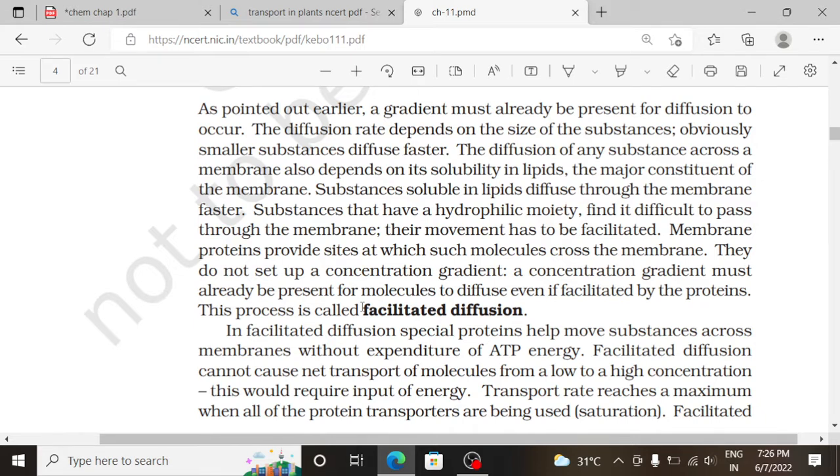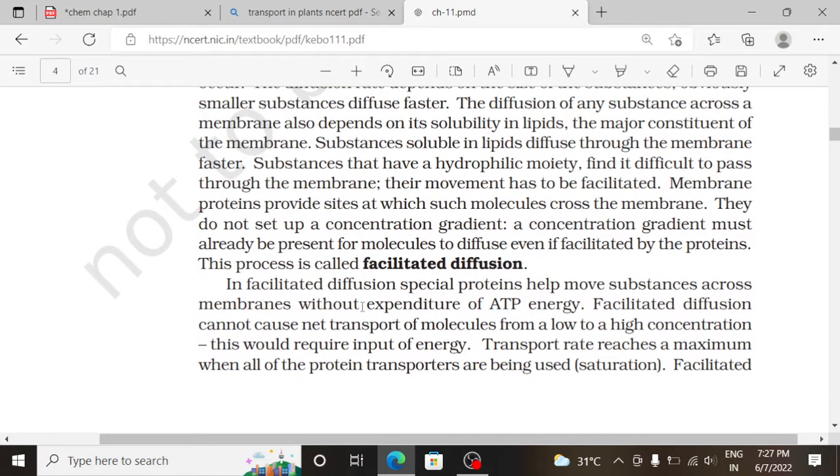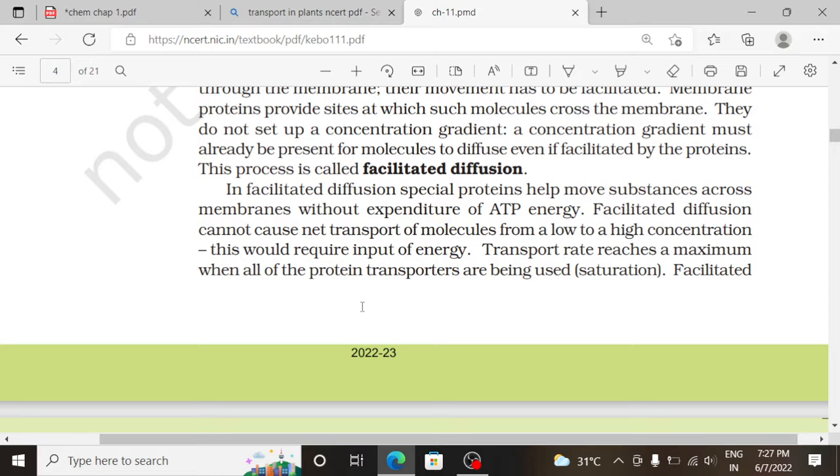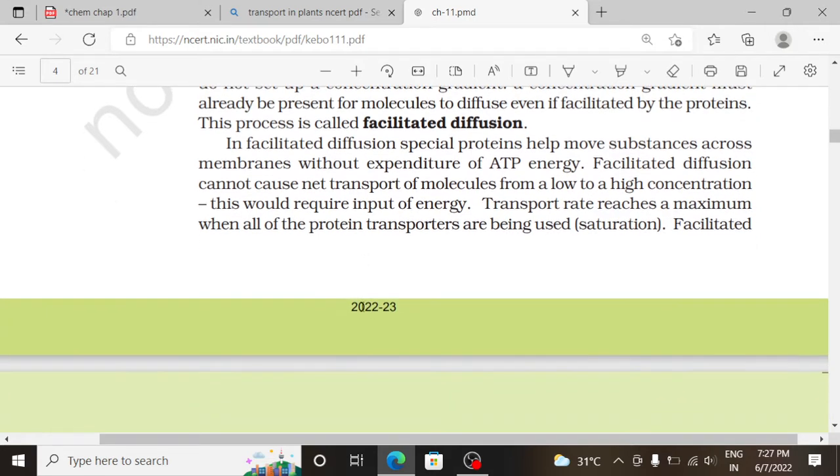Membrane proteins provide sites at which such molecules cross the membrane. They do not set up a concentration gradient. A concentration gradient must already be present for molecules to diffuse even if facilitated by the proteins. This process is called facilitated diffusion. In facilitated diffusion, special proteins help move substances across membranes without expenditure of ATP energy. Facilitated diffusion cannot cause net transport of molecules from a low to high concentration. This would require input of energy. Transport rate reaches a maximum when all of the protein transporters are being used.